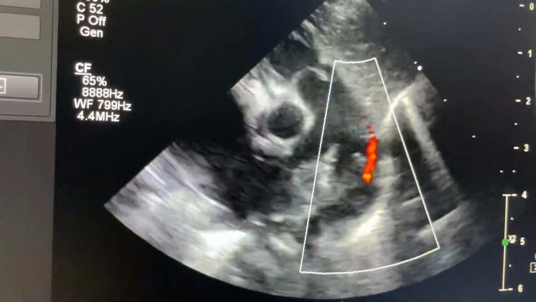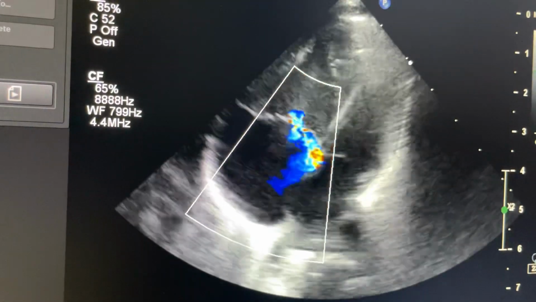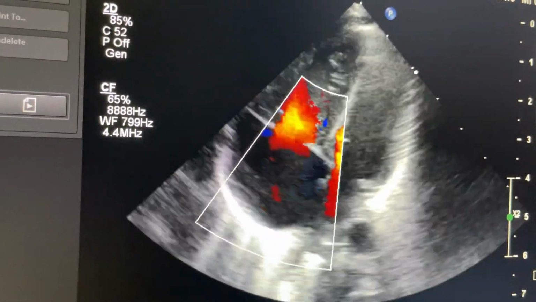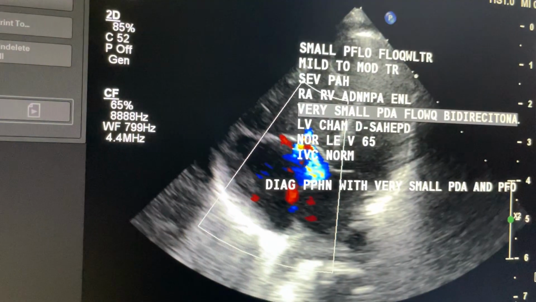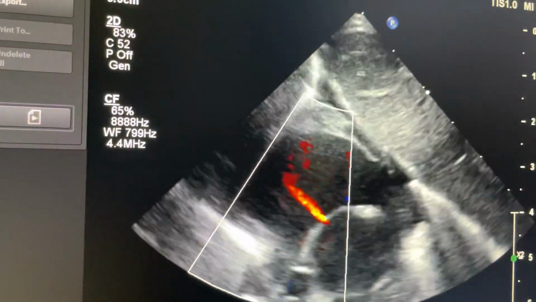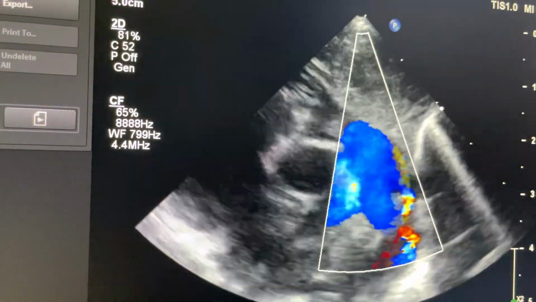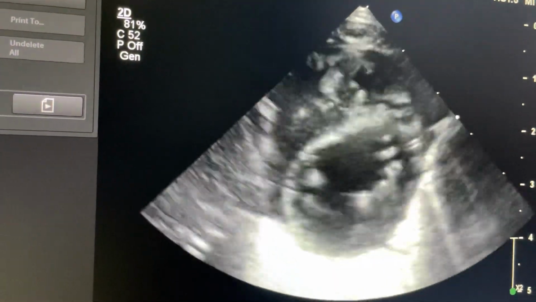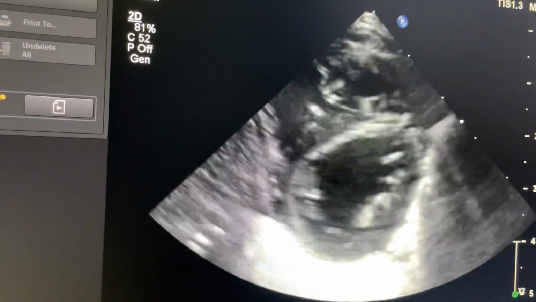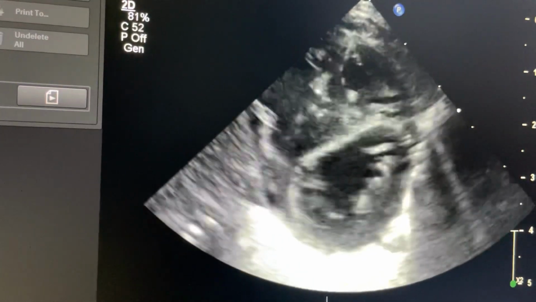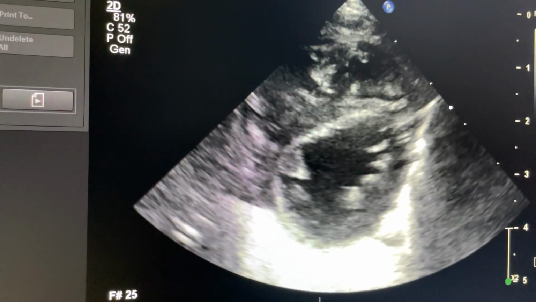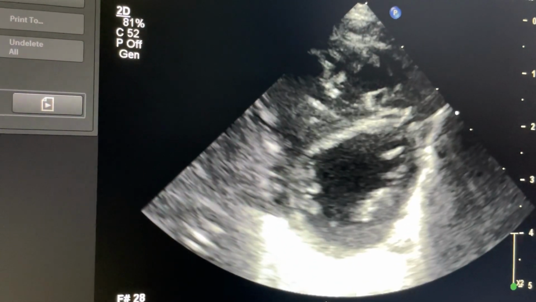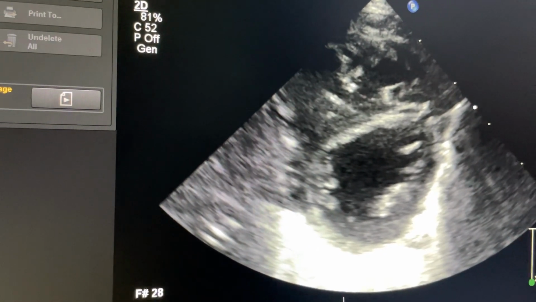Again the same thing, PDA with bidirectional flow. This is mild to moderate TR, mainly mild TR, and this case has severely raised right ventricular systolic pressure. Again you see this is the short axis view. You can see the left ventricle is D-shaped. This is a D-shaped left ventricle, indicating raised right ventricle systolic pressure.